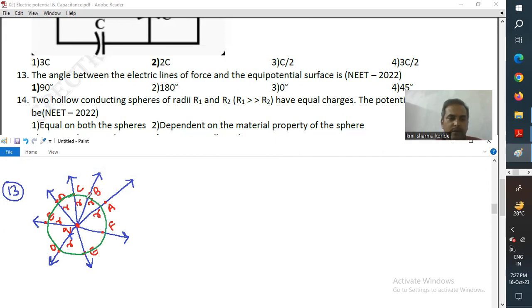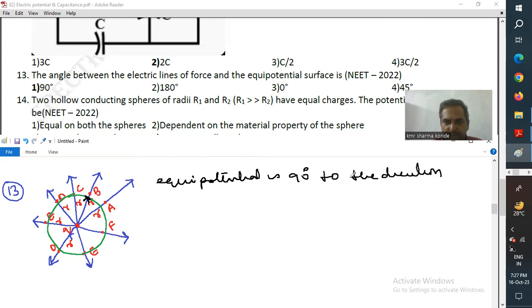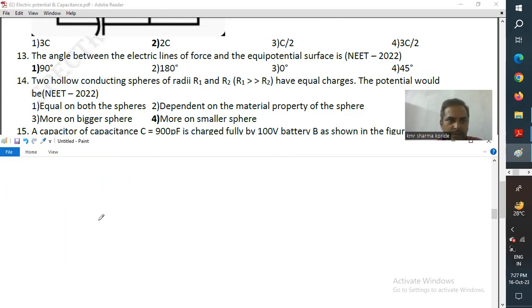So therefore, this is the direction of the electric field at that point. This is the direction of the electric field at that point. Therefore, this is the equipotential surface. So equipotential surface is at 90 degrees to the direction of the field. So first option is correct. Moving to the next question. Question number 14.